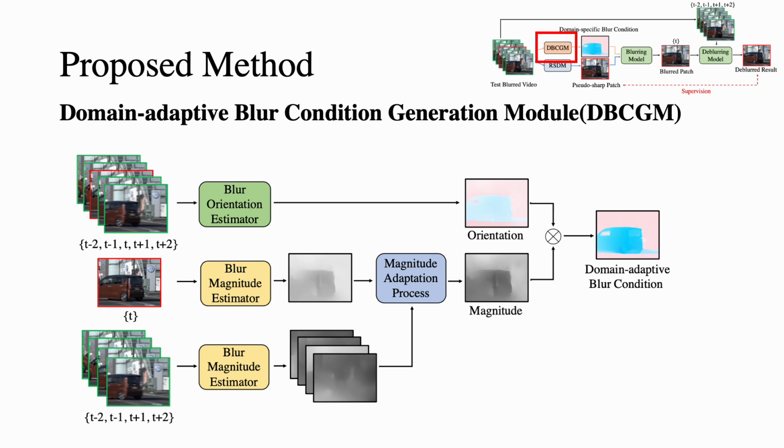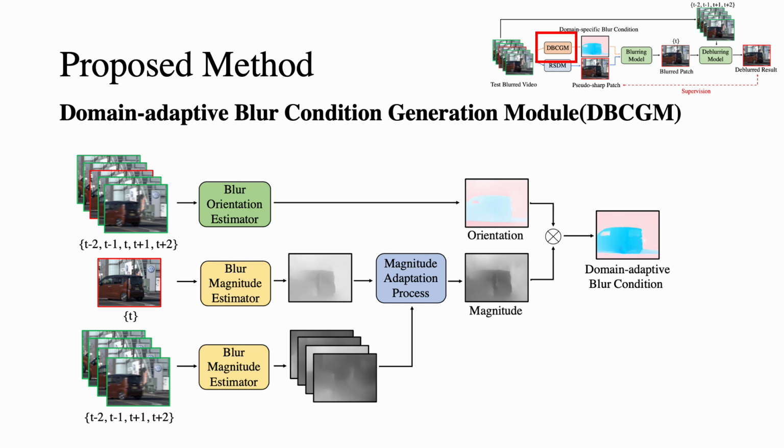The goal of the domain-adaptive blur condition generation module is to produce a blur condition tailored to the target domain for generating blurred images. The input consists of consecutive frames, and the blur condition is split into two components, orientation and magnitude. For orientation, we capture motion information across all input frames using a pre-trained optical flow estimator. For magnitude, we aim to maintain a consistent blur distribution between the frame at time t and its neighbors.